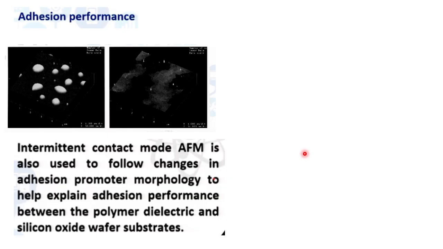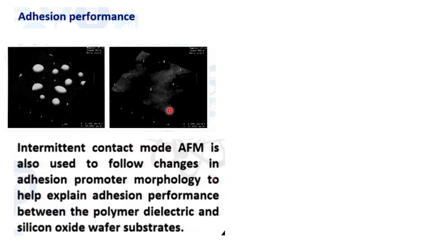Another important purpose of AFM is to investigate the adhesion performance, because we know that for adhesion, the surface morphology plays a very important role on the adhesion strength. So intermittent contact mode AFM is also used to follow the changes in the adhesion promoter morphology, to help explain the adhesion performance between the polymer dielectric and silicon oxide wafer substrate.